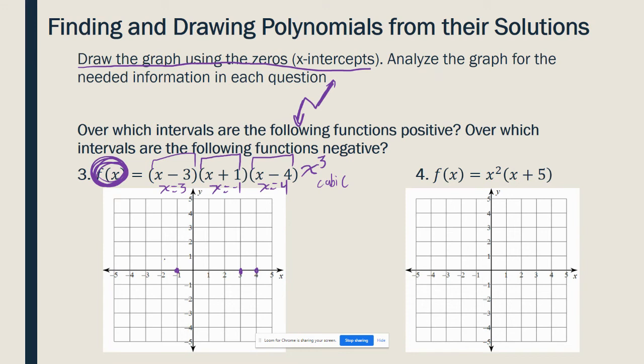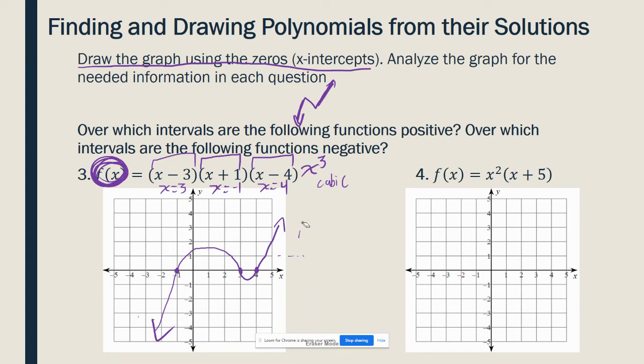Well, I know that my graph has to start down over here on the left and end up over here on the right. So approximately, my graph is going to look something like this. Up, down, up. I know I had to end up on the right and start down on the left. So I know my x-intercepts. I can determine my end behavior because as x goes this way, y is going to go up. As x goes this way, y is going to go down.